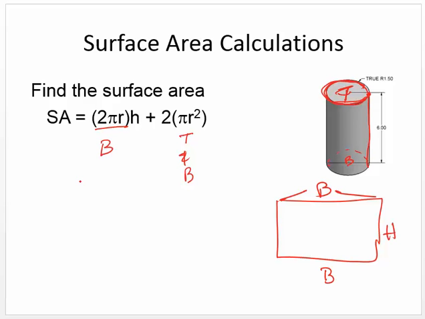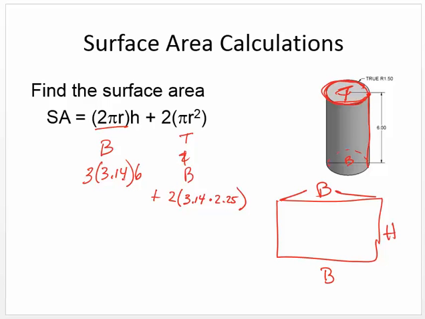So how do we do it? 2 pi r, they tell us the radius up here is 1.5. So I'm going to take 2 times 1.5 and I get 3. So this becomes 3 times 3.14 times the height of 6. So that's the first part here. Now I'm going to do the second part, 2 pi r squared. So I'm going to say plus, kind of follow my train of thought here. It's going to be 2 times 3.14, and then it's 1.5 squared, which is 2.25.